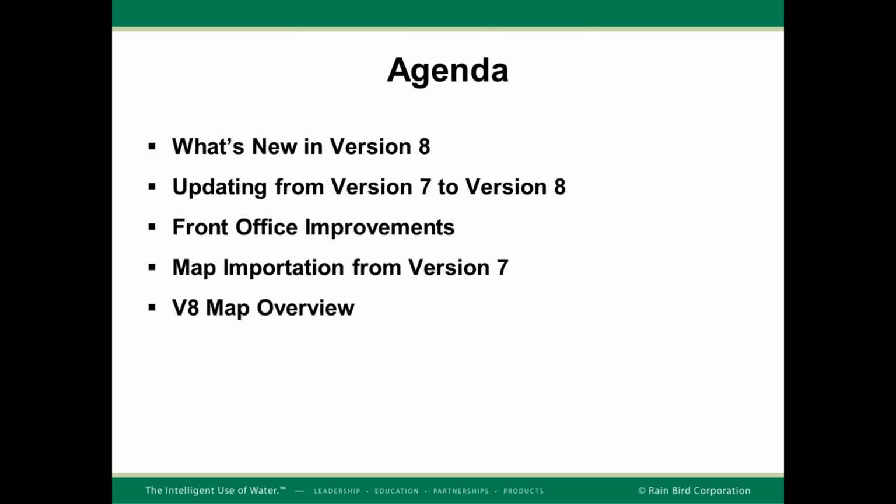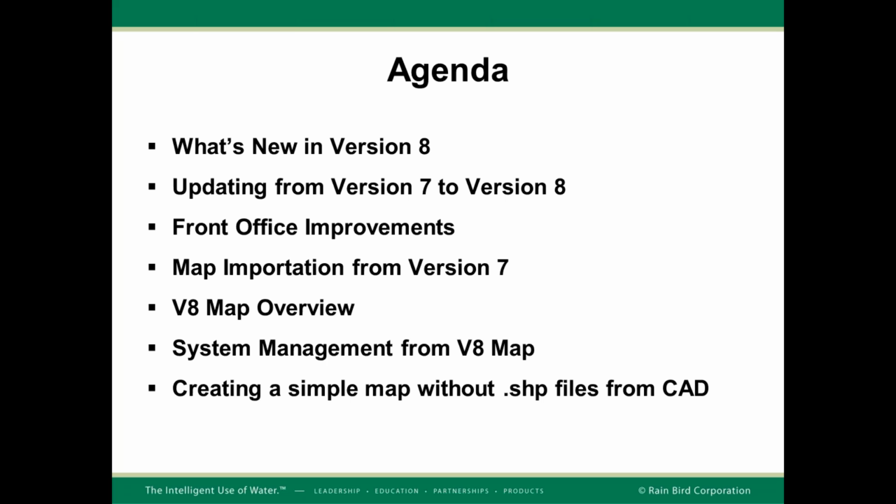An overview of the version 8 map, how to manage a course from the version 8 map, and then how to create a simple map for the golf course if you do not have shape files from a CAD system. And that would be using a background image you acquire from a mapping source. And then we'll talk a bit about product availability at the end.